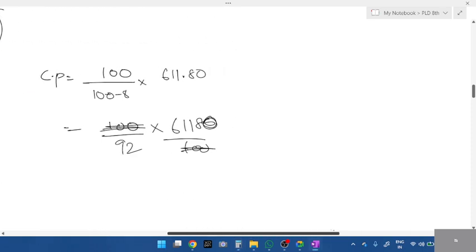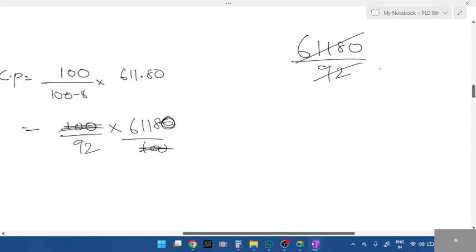If not, let's reduce this. How many times does 2 go into 61180 divided by 92? How many times does 2 go into 92? 2 into 46. Then here, 2 threes are 6.